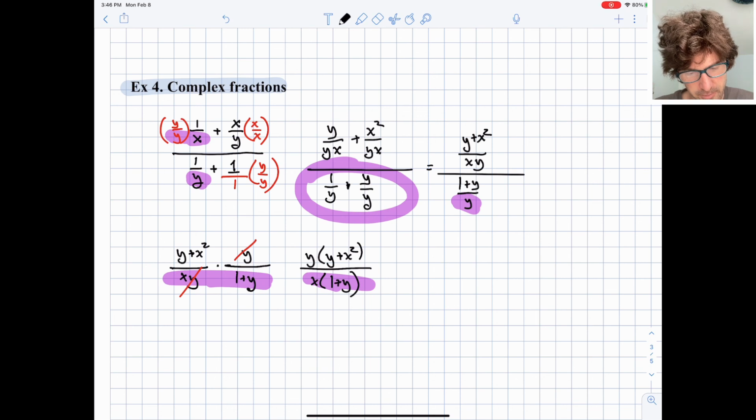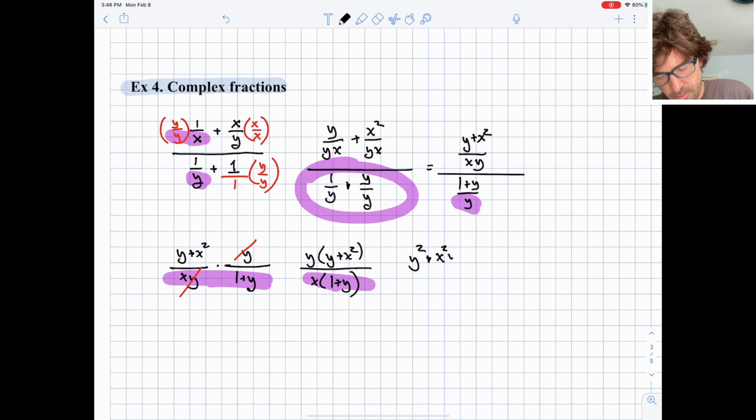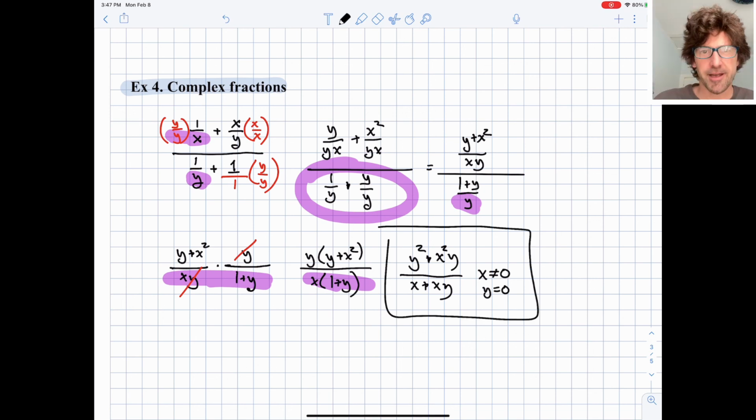Okay, let's see if we can do any simplifying. I don't think we can though. So we could go ahead and do the distributive property, y squared up top plus x squared y all over x plus xy. So that would be a reasonable final answer, although we would want to keep in mind there are plenty of places along the way where x and y were in the denominators, so we want x and y to both not be 0. And that would be our final answer right there, and that is a good place to stop.